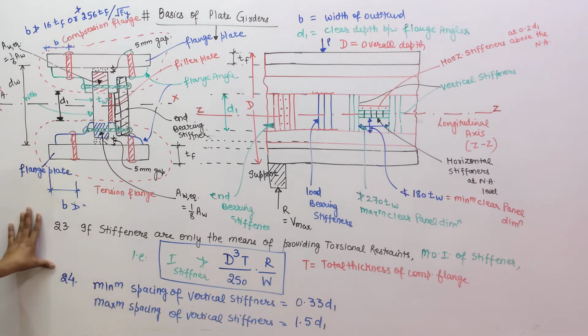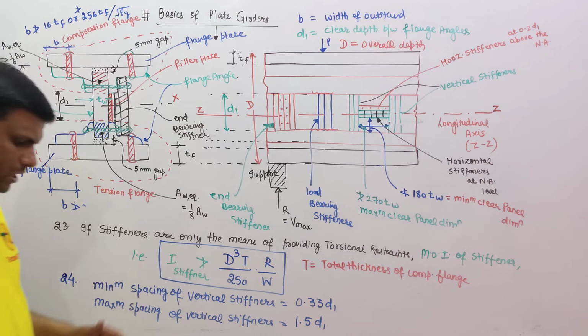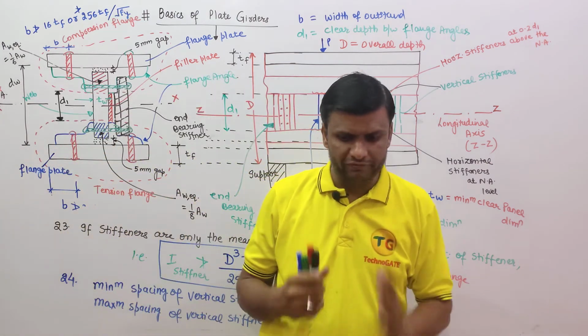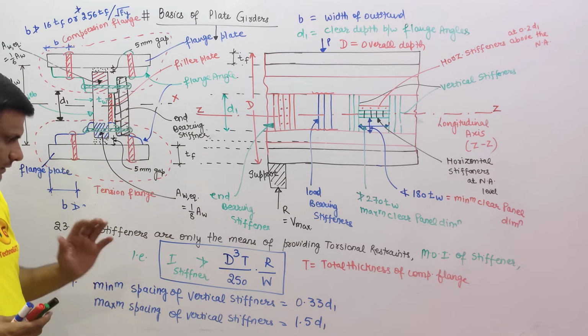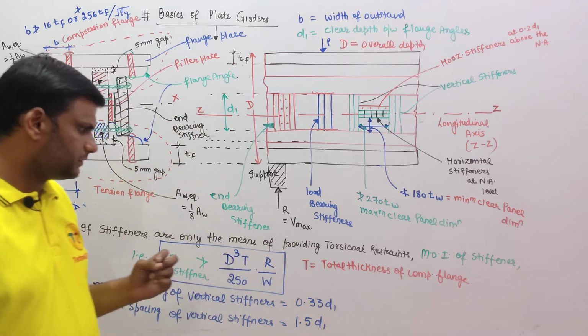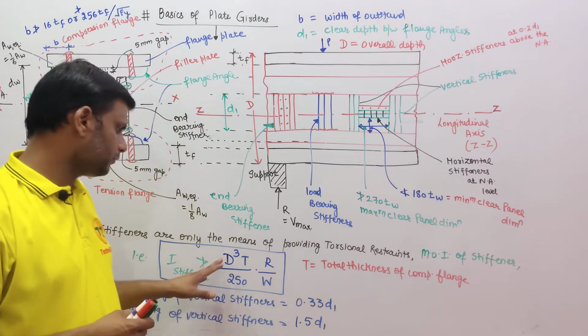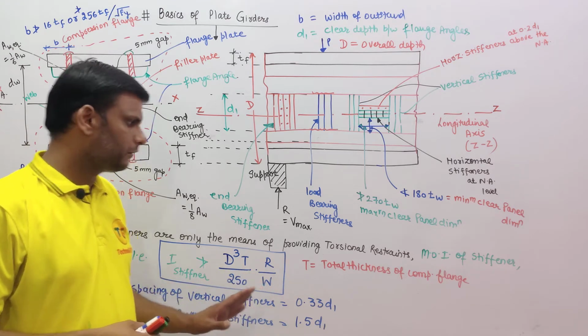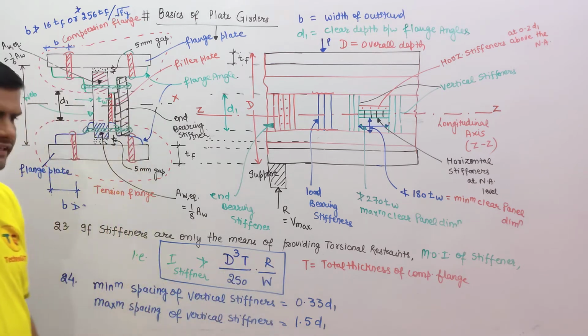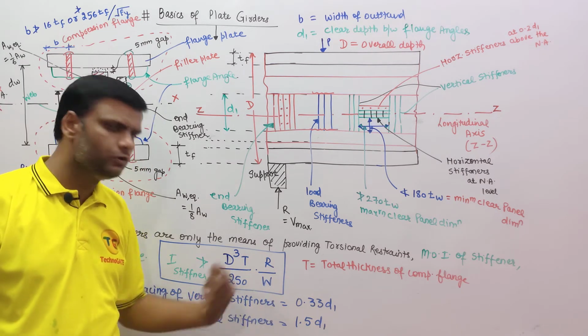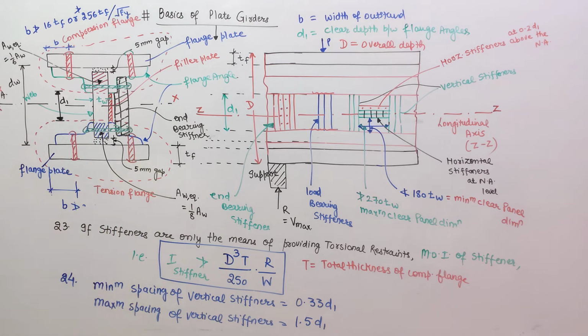So if I am concluding, if stiffeners are the only means of providing the torsional restraints, however torsional restraints can also be provided by using flange cleat, web cleat, or the girder can be casted into an external wall, then the moment of inertia of the stiffeners shall not be more than d cube t by 250 into R by W, whereas the symbols have their usual meanings. The minimum spacing of the vertical stiffeners is equal to 0.33 d1 and the maximum spacing is equal to 1.5 d1. Please note it down very fast. After that we will discuss something more about plate girders. Now point number 25.